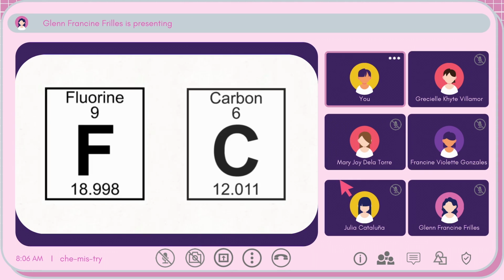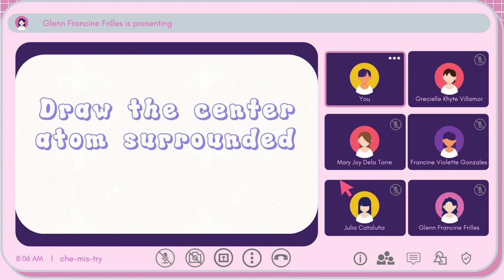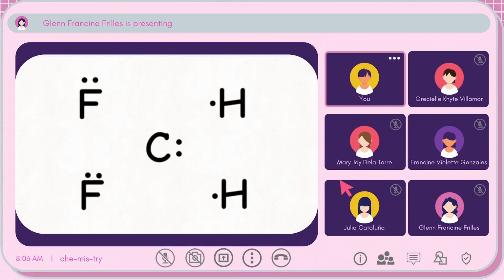Between the fluorine and carbon, fluorine is the most electronegative element, and carbon is less than that, so the center of our Lewis structure is carbon. Step 3 is to draw the center atom surrounded by everything else. The third step for our problem looks like this.